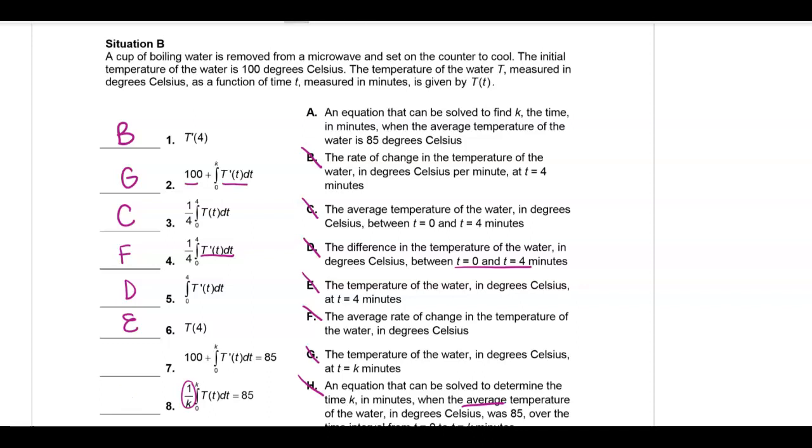See, isn't this fun? I make little mistakes, just like real life. So let's see, let's look at A. Average K, the time in minutes when the average temperature is 85. So average temperature is not going to be the rate of change at all. It's just going to be 1 over K minus 0 times the integral from 0 to K of temperature. So number 8.